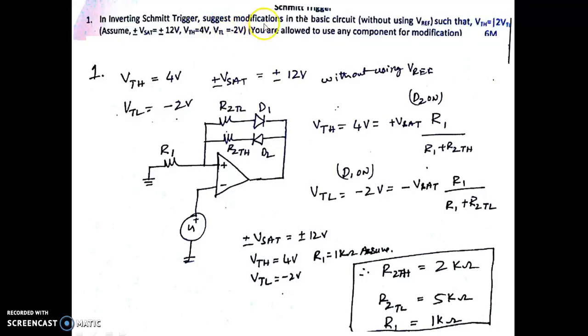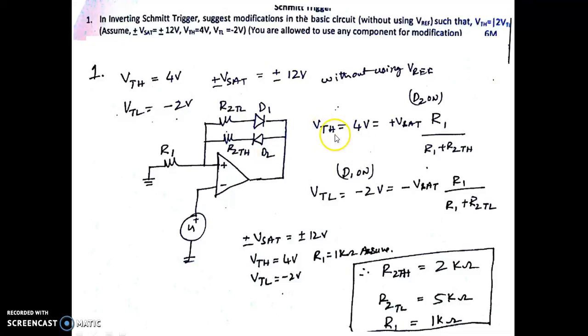Now you can see we have been asked to realize this circuit without using a reference voltage. Without using a reference voltage, if you want to have two different threshold voltages, we are supposed to have two resistors. One is for the higher threshold voltage, the other is for the lower threshold voltage. That will be controlled using the diode. As you can see here, the diode D1 will be on when the output voltage is negative, and the diode D2 will be on when it is positive.